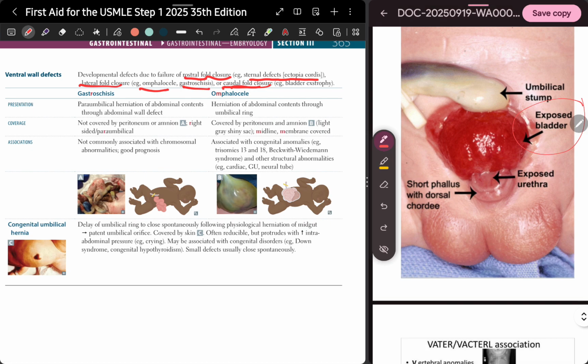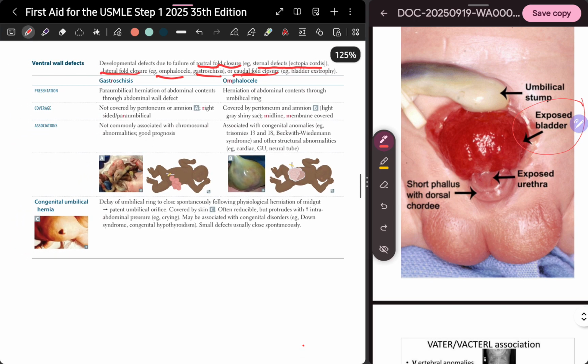Now we are going to study about the lateral fold closure defects, that is the gastroschisis and the omphalocele. So we are going to take turns in both of them. We are going to create a difference so that we can understand accordingly. The first thing is the presentation. What is the presentation in gastroschisis? The para-umbilical herniation of the abdominal content through the abdominal wall defect.